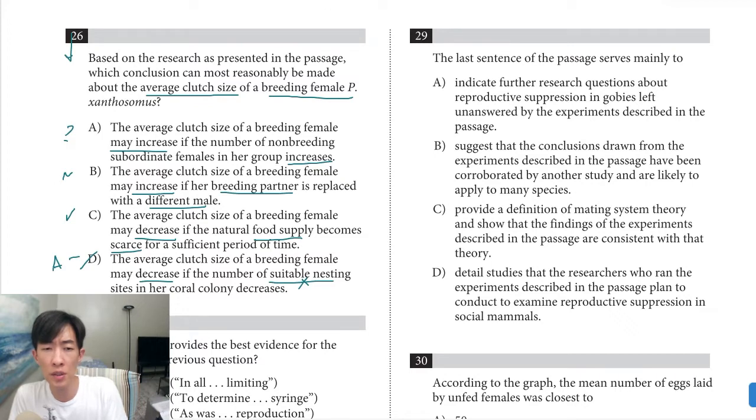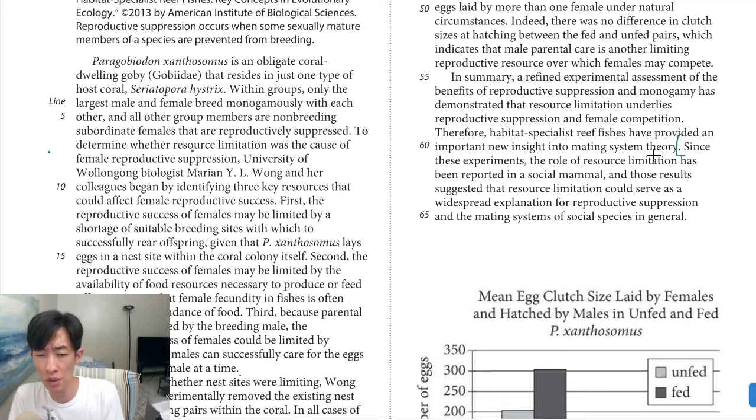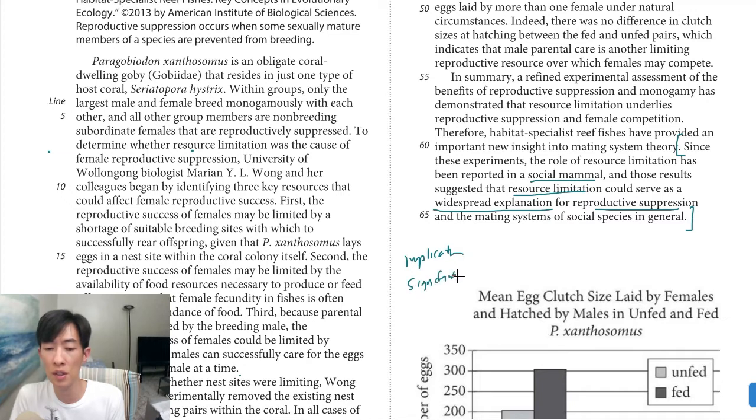29, the last sentence of the passage serves mainly to. Let's look at it. Start in line 60. Since these experiments, the role of resource limitation has been reported in a social mammal, and those results suggested that resource limitation could serve as a widespread explanation for reproductive suppression and the mating systems of social species in general. So what's going on here? They're really just talking about, I'd say, implications and sort of what's the significance of this study, because they're basically saying this study isn't just isolated to, you know, this species of animals.